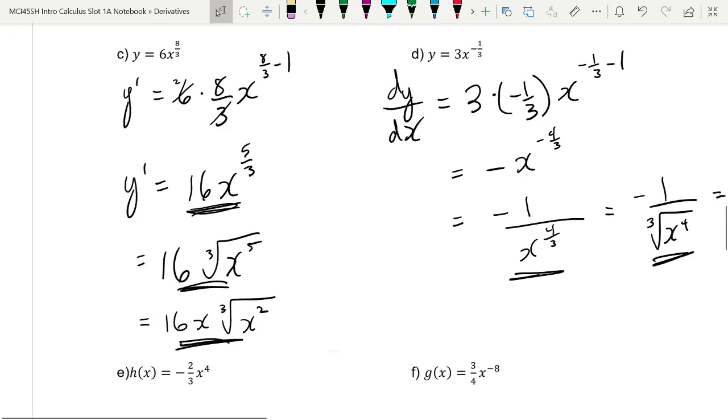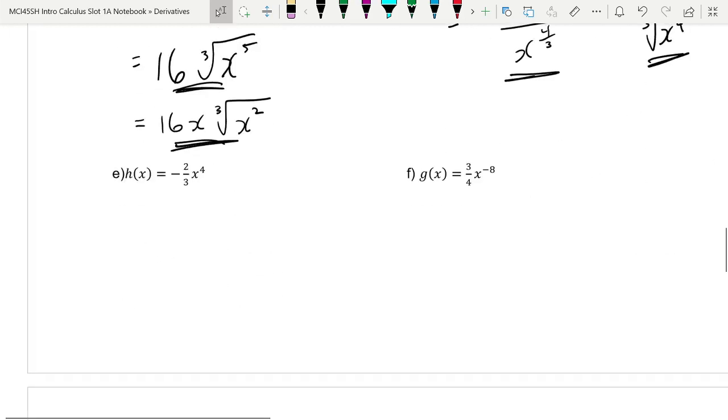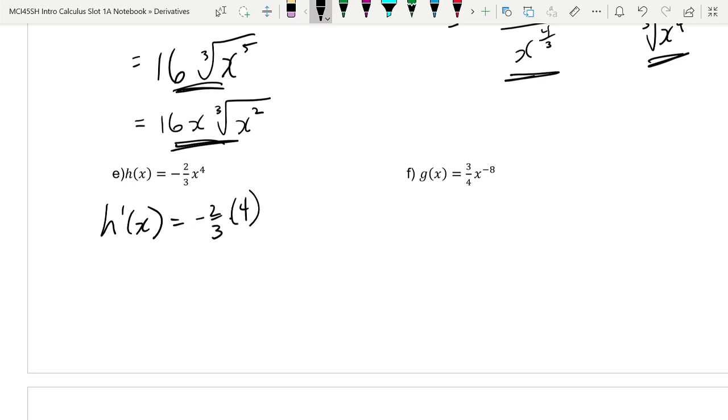Okay? All right. Let's try this one now. H prime of x would be negative 2/3, that's going to stay there. The 4 is going to become part of that coefficient, and this is now going to be to the power of 3. So I would leave that as negative 8/3 x cubed.